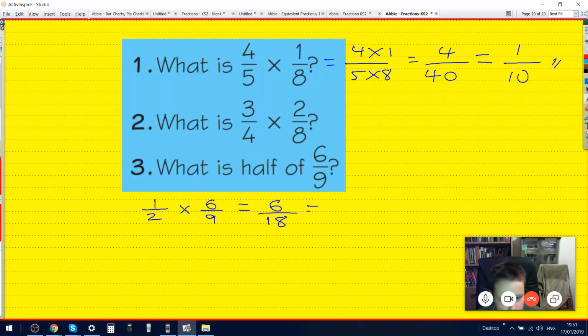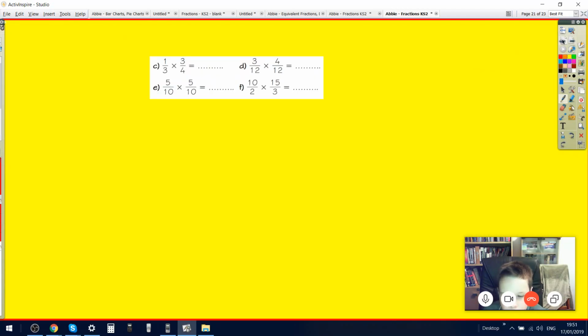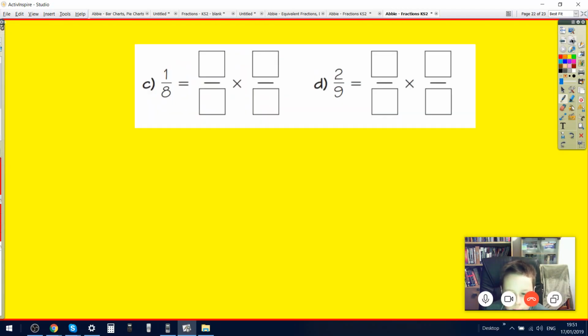And can you simplify that? You can, by 6. So 6 divided by 6 is 1, and 18 divided by 6 is 3. Yes. So that's 1 over 3. I think it'd be fine there.